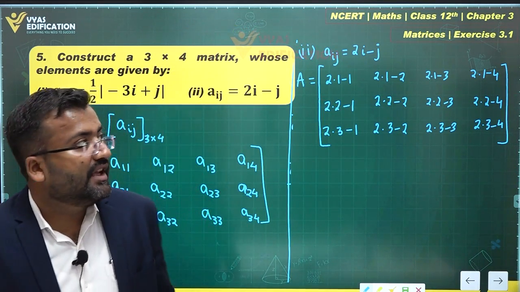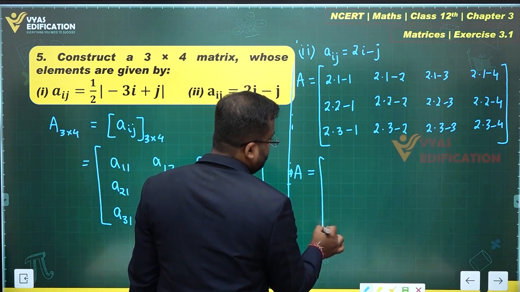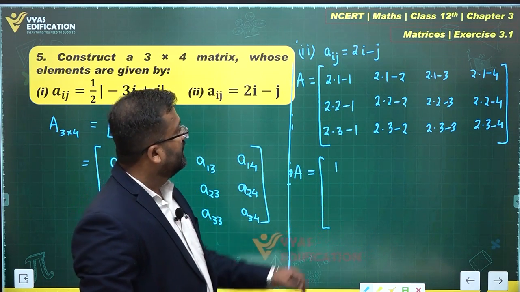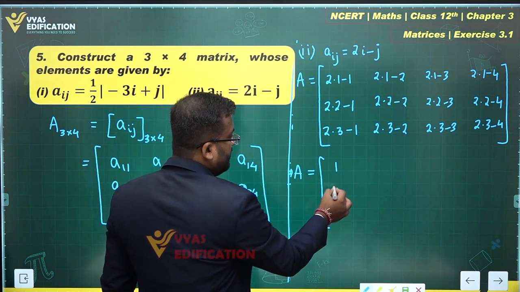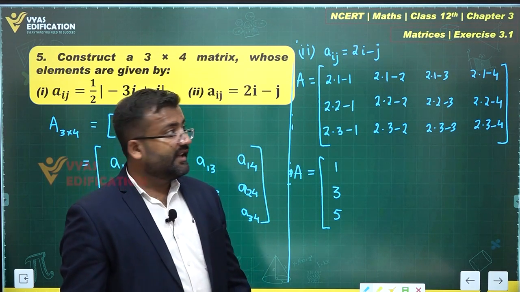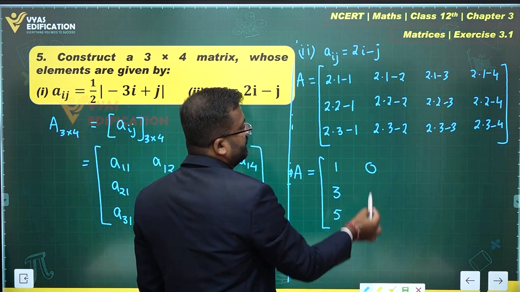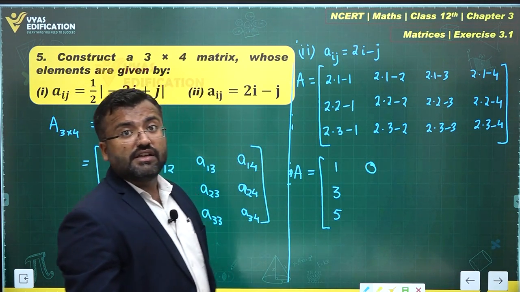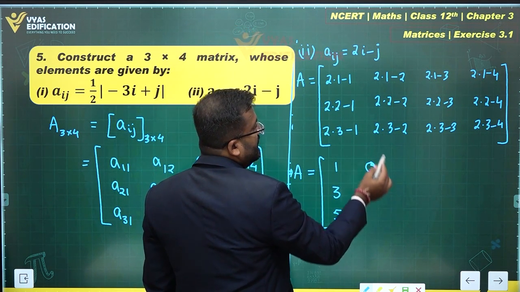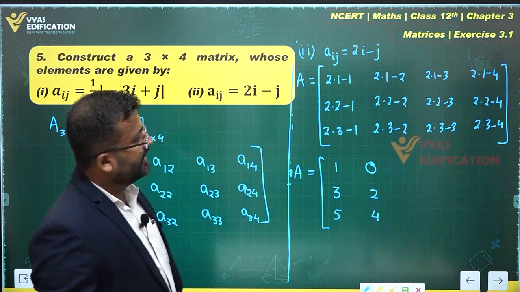What are the values of each of the elements? Let's write that. This implies A equals 2 times 1 is 2 minus 1 is 1. 2 times 2 is 4 minus 1 is 3. 2 times 3 is 6 minus 1 is 5. These are the values that you will get. This is 2 times 1, which is 2 minus 2 becomes 0. Right or not? Yes. This is 2 times 2, 4 minus 2 becomes 2. 2 times 3, 6 minus 2 becomes 4. This is what you get, right?